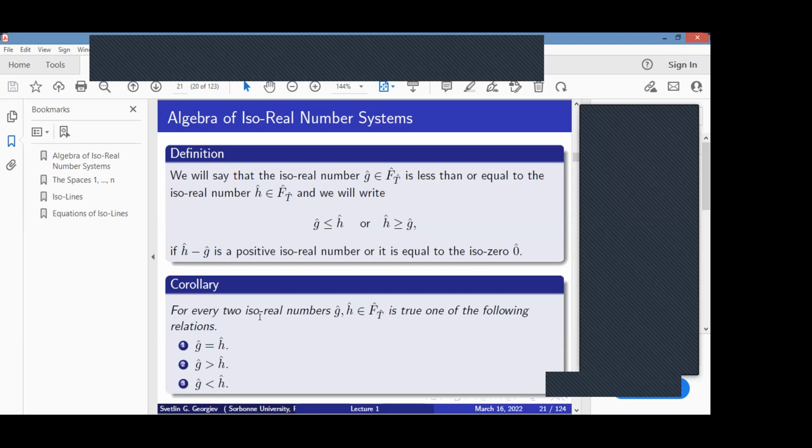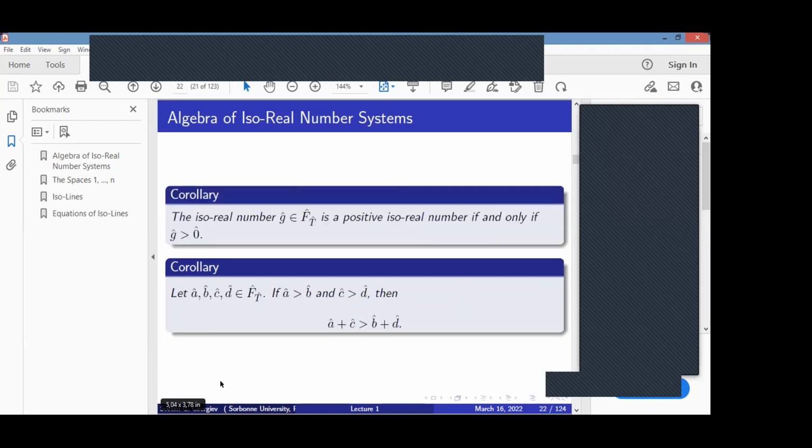For every two iso-real numbers, we have one of the following possibilities. They can be equal, or the first can be greater than the second, or the first can be less than the second iso-real number. The iso-real number Ĵ is a positive iso-real number if and only if it is greater than the iso 0.